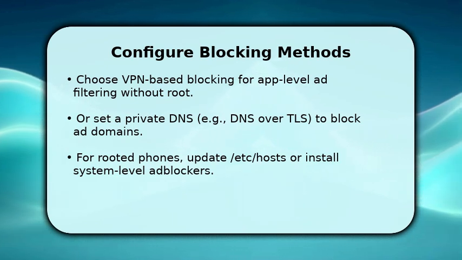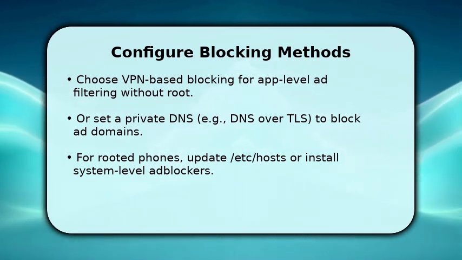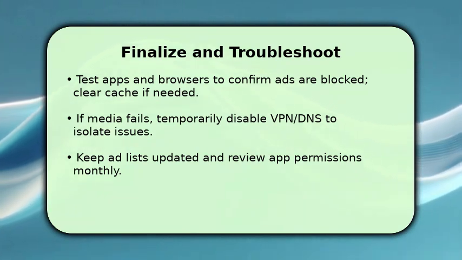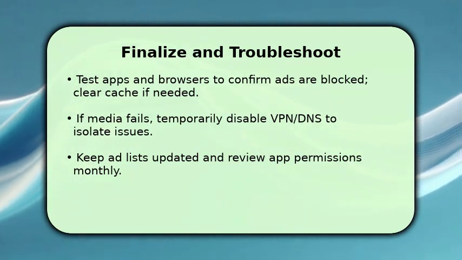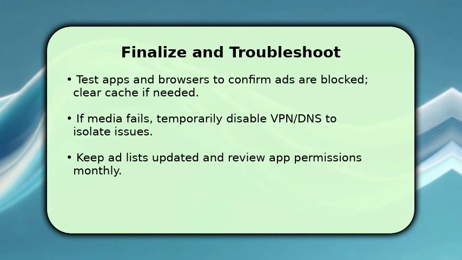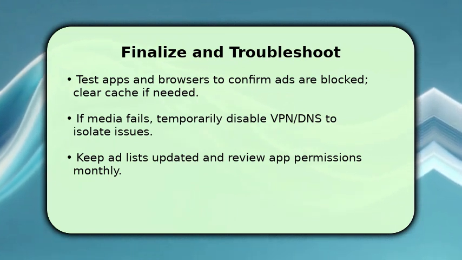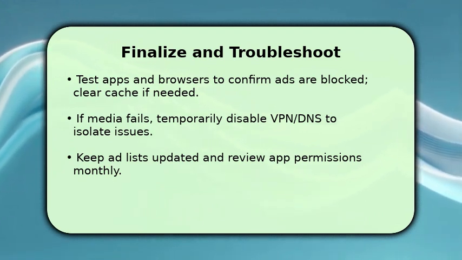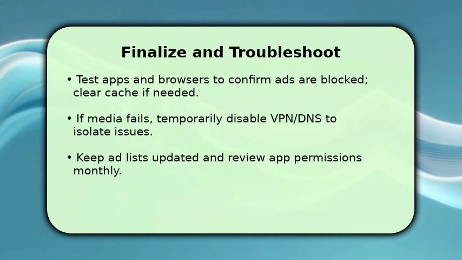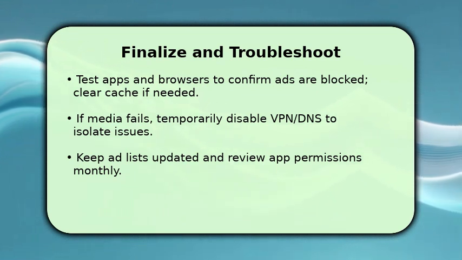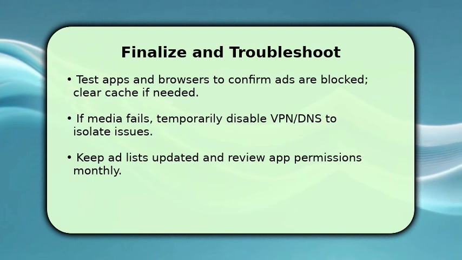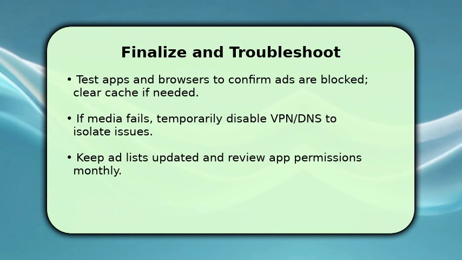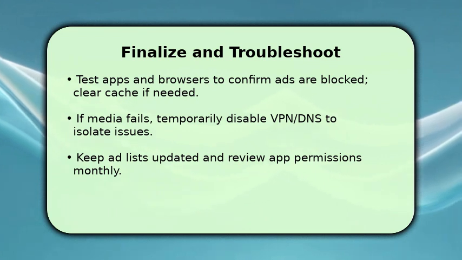Finish by verifying and maintaining your setup. Open several apps and web pages to confirm ads are gone, then clear app caches and restart the phone if you see leftover banners. Make sure the ad blocking app runs on startup and filter lists stay updated. If something breaks, for example, streaming or in-app purchases fail, temporarily disable the VPN or DNS to isolate the cause, then re-enable selective blocking or whitelist the affected domains to restore functionality without losing ad protection.